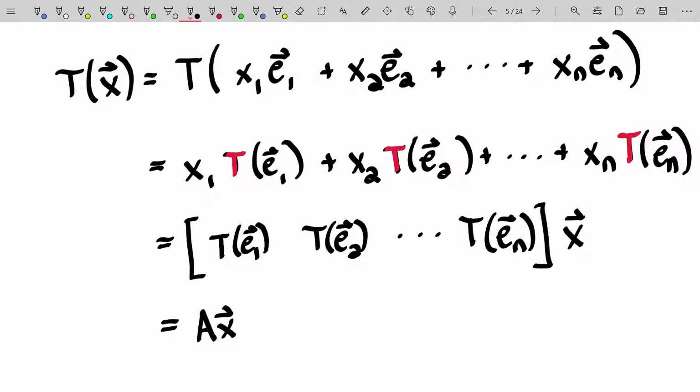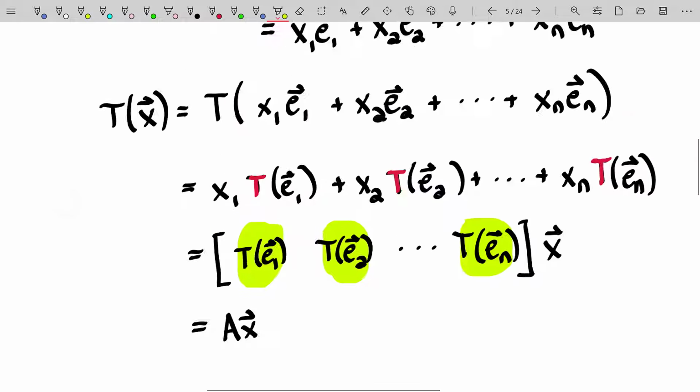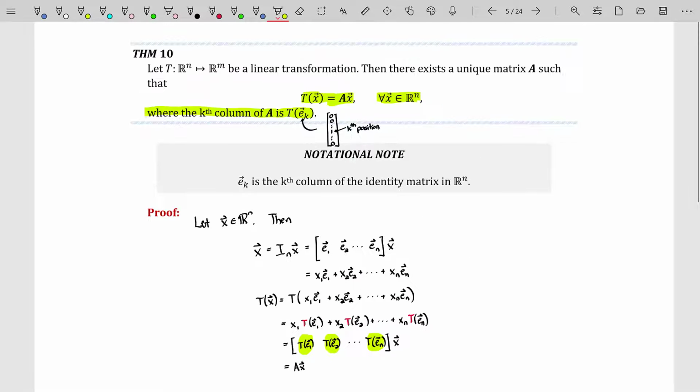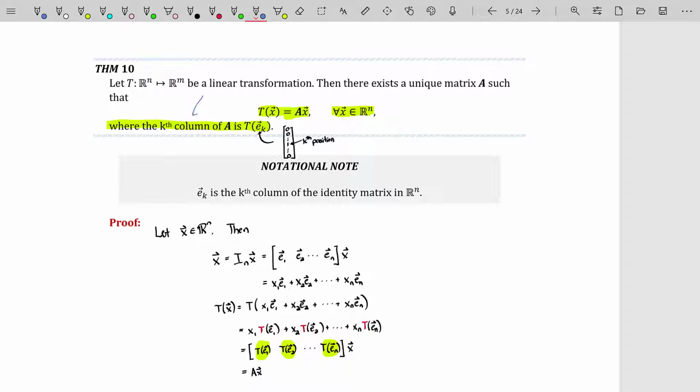That weird looking matrix, we'll call that the matrix A. And notice each column of A is the transformation of its corresponding column of the identity matrix. So in other words, the first column is the transformation of the first column of the identity matrix. The second column is the transformation of the second column, all the way to the last column, which is the transformation of the last column of the identity matrix. And note, that's exactly what we wanted to show. The kth column is the transformation of the kth column of the identity matrix. And so we have finished the proof.